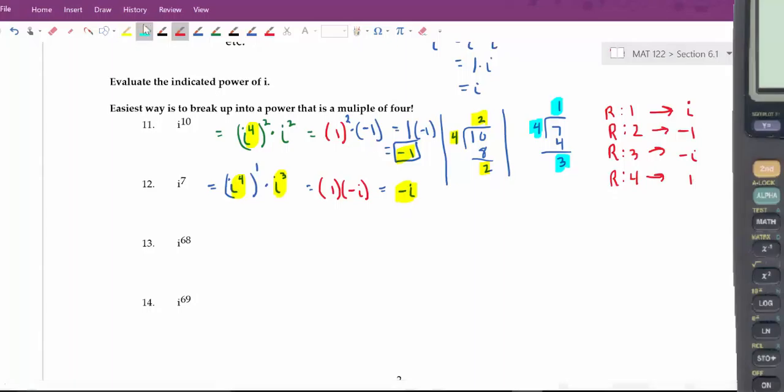You can't have a remainder of 4, Brad. So what I meant is a remainder of 0. Okay, so you get that.